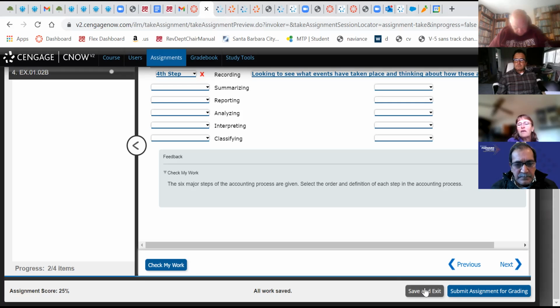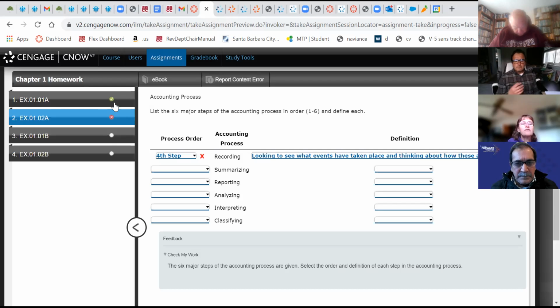But if you hit save and exit, it will still be there. And then once you're done, make sure at the very end, before the due date, you submit the assignment for grading. These are also important steps. For sure, when do you submit the assignment? Once you have green dots on all of these, okay?